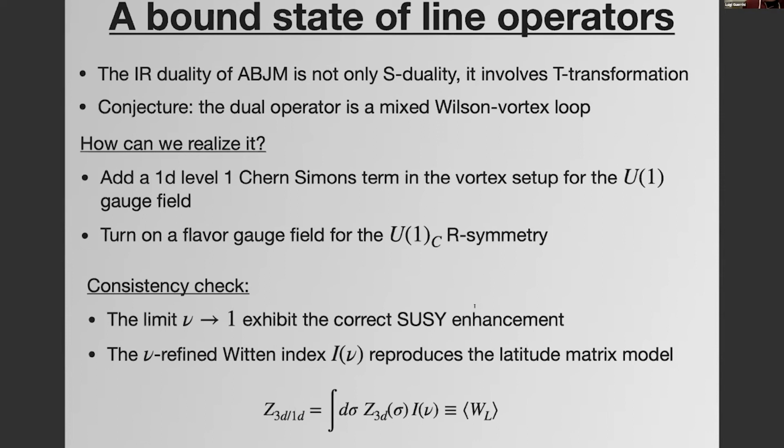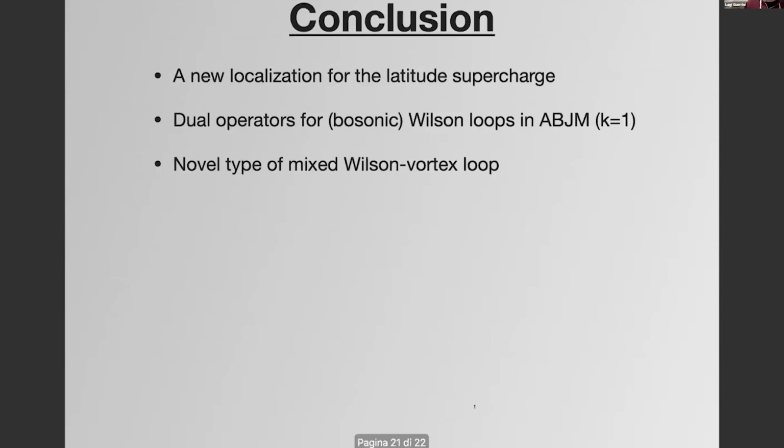We have also computed via localization the partition function of the mixed system, which amounts to computing this new refined Witten index, and we have shown that it matches exactly the latitude Wilson loop. So in conclusion, we have developed a new localization scheme for the latitude supercharge. We have identified the dual operators for the bosonic Wilson loops in ABJM for k equals 1. And to the best of our knowledge, we have provided a way to define a novel type of mixed Wilson vortex loop. Thank you for your attention.